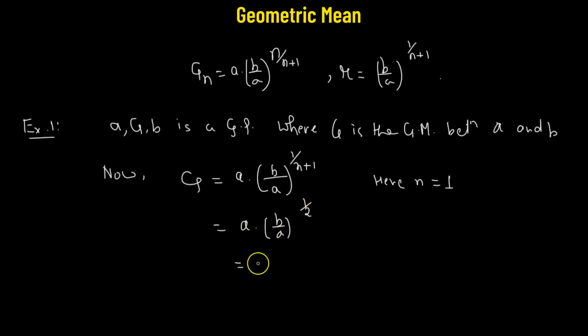So that means we are now going to have a multiplied by b raised to the power of half divided by a raised to the power of half, or simply a raised to the power of half times b raised to the power of half, which will be equal to the square root of ab. So the geometric mean between the numbers a and b is simply equal to the square root of the product of the two extremes. That means the square root of a times b.